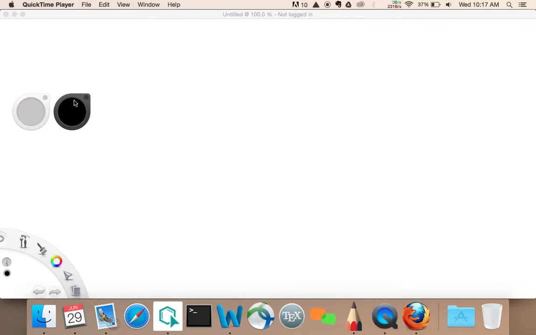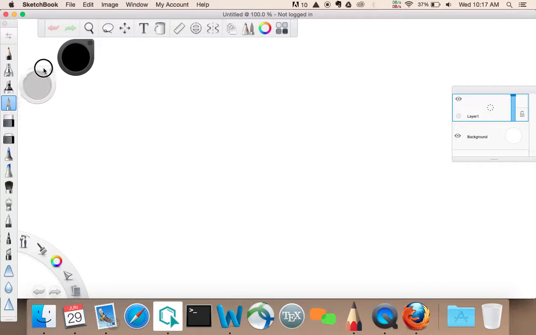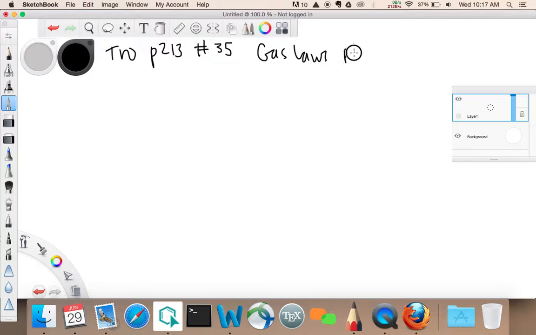Okay, so I got a question last night from a student via email. This question is from page 213, number 35. This is chapter 5, gas laws. In particular, I believe it's partial pressures. Okay, so, number 35.